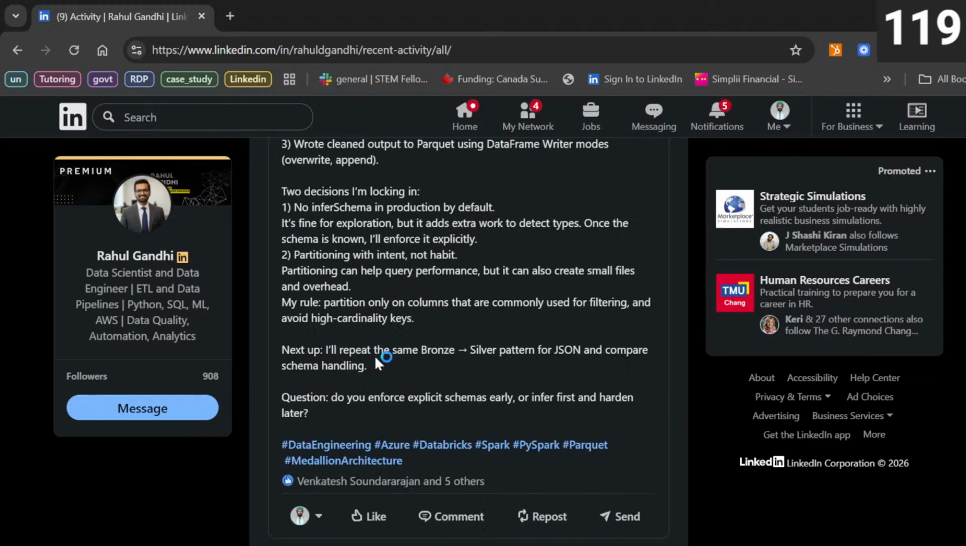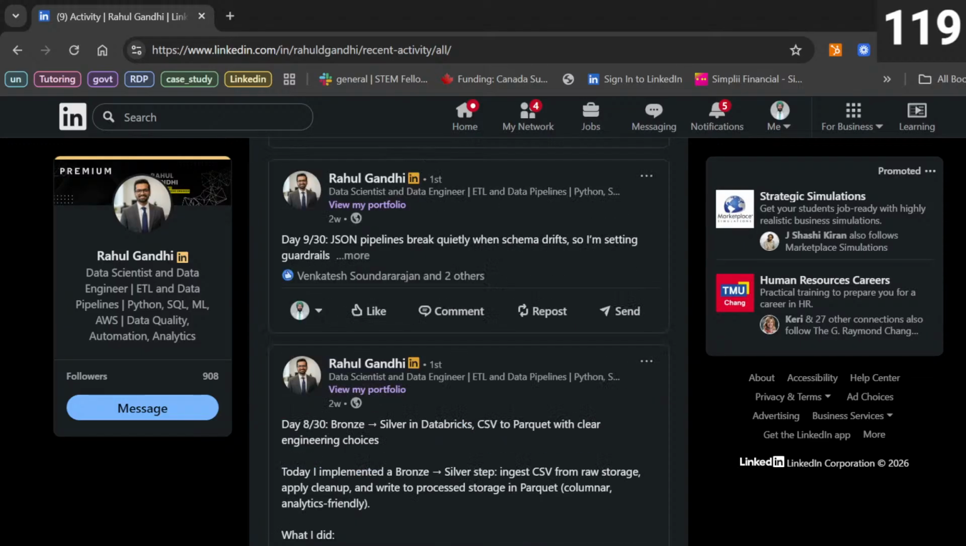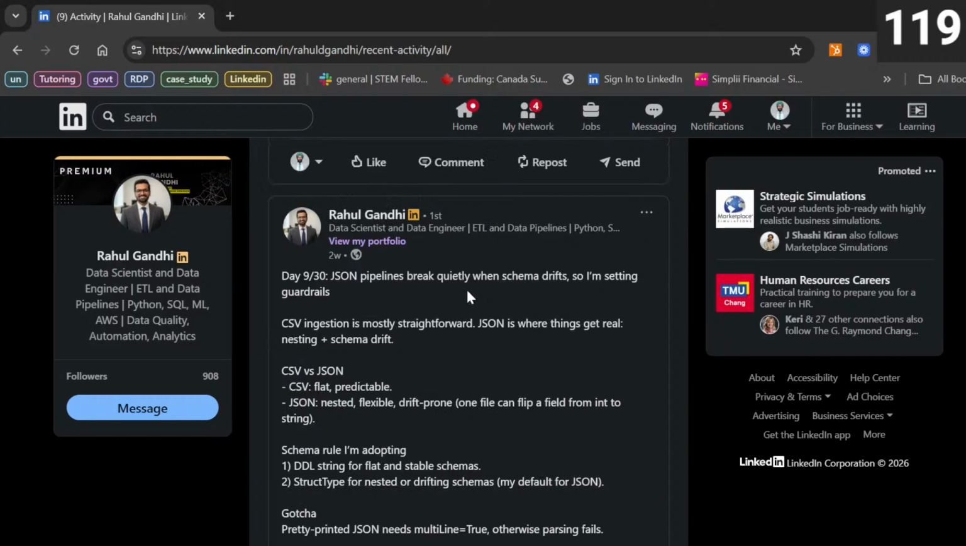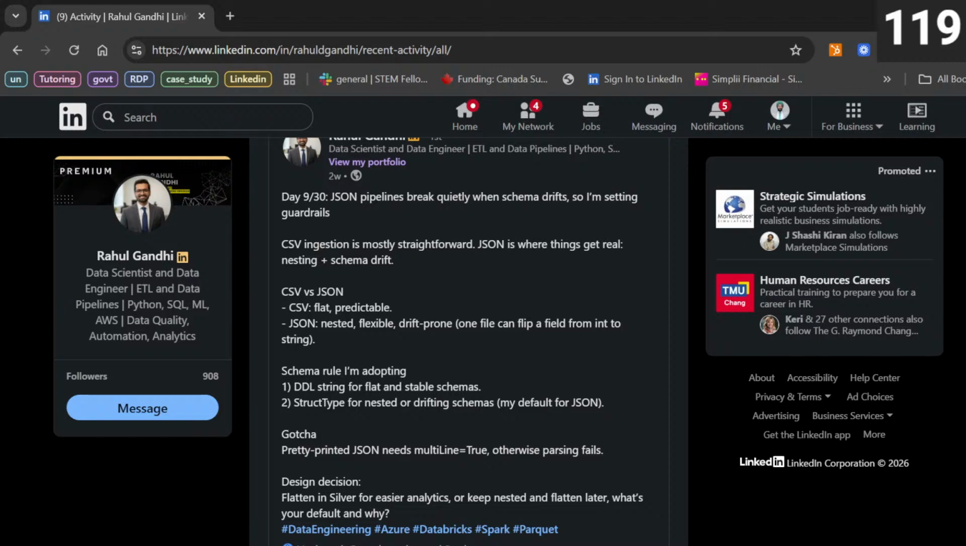Okay, he's moving on to bronze and silver. JSON pipelines break quietly when schema drifts, so you put in guardrails. CSV ingestion is mostly straightforward. JSON is where things get real: nesting and schema drift. CSV is flat and predictable, JSON is nested and flexible. DDL string for flat and stable schemas, StructType for nested or drifting schemas.